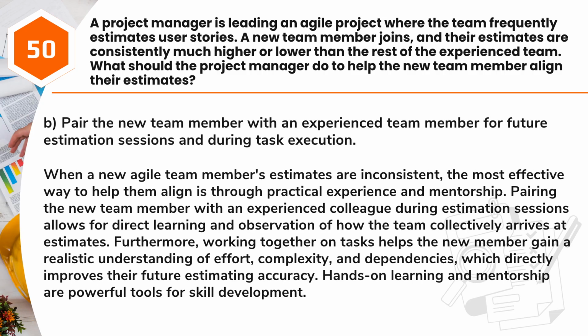Answer: B. Pair the new team member with an experienced team member for future estimation sessions and during task execution. When a new Agile team member's estimates are inconsistent, the most effective way to help them align is through practical experience and mentorship. Pairing the new team member with an experienced colleague during estimation sessions allows for direct learning and observation of how the team collectively arrives at estimates.